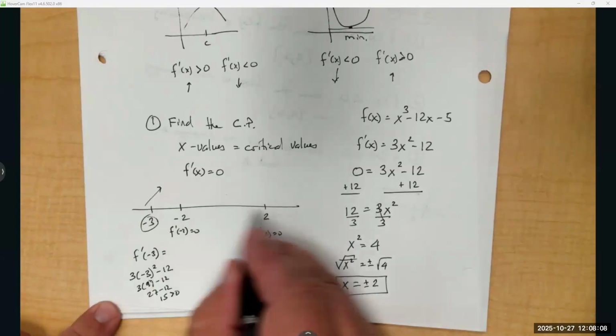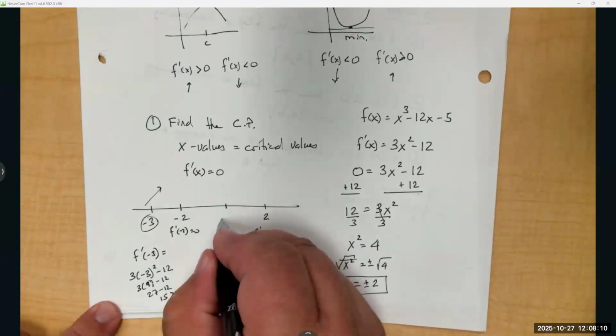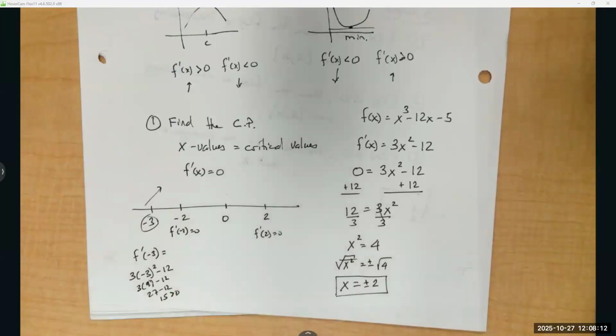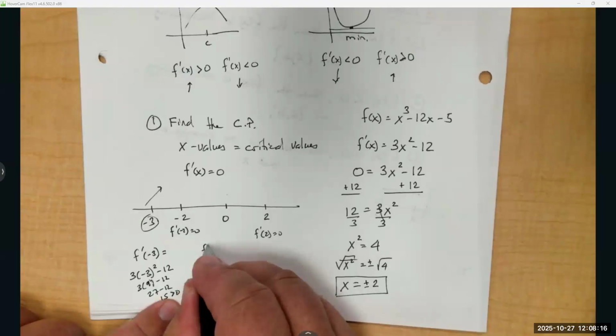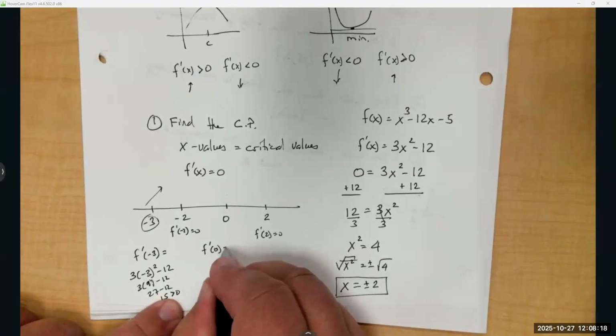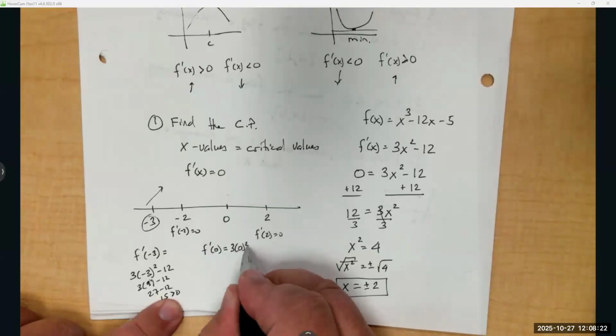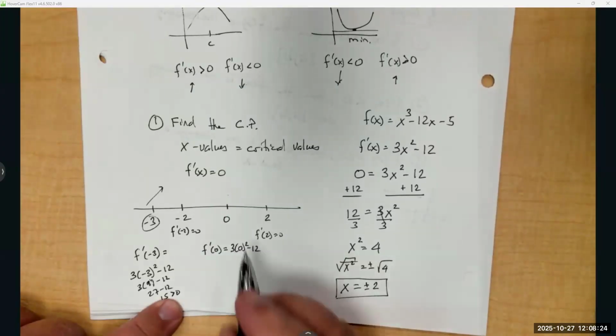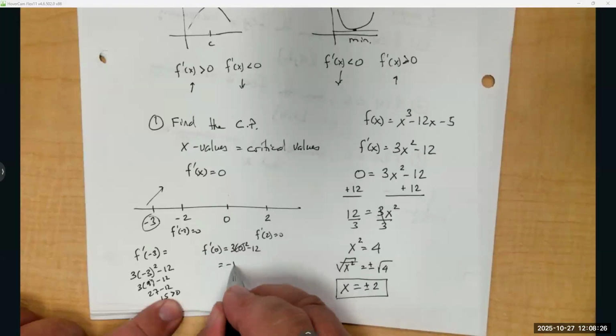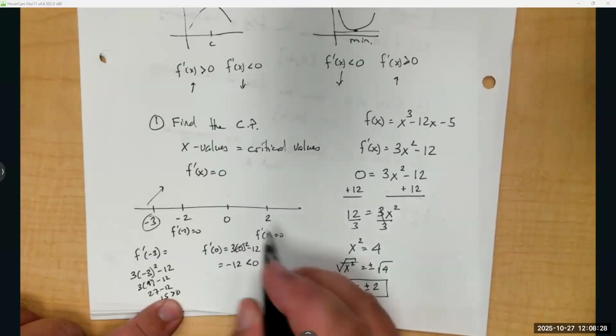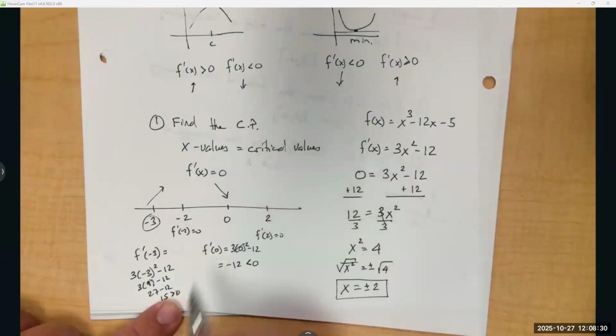Pick a number between this next interval. 0. If you ever can use 0, use 0. Plug that into my derivative: 3 times 0 squared minus 12 equals -12. So this is less than 0, so it's decreasing.